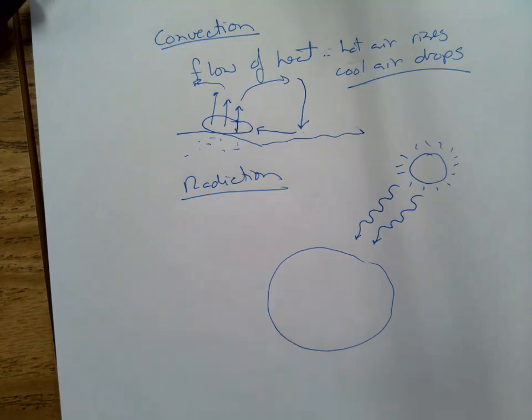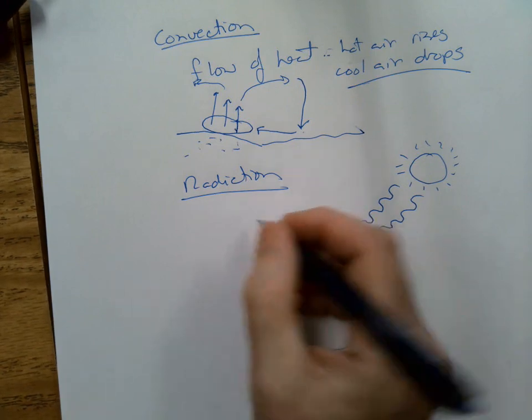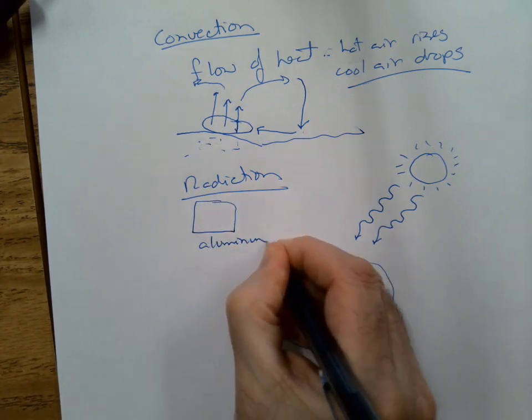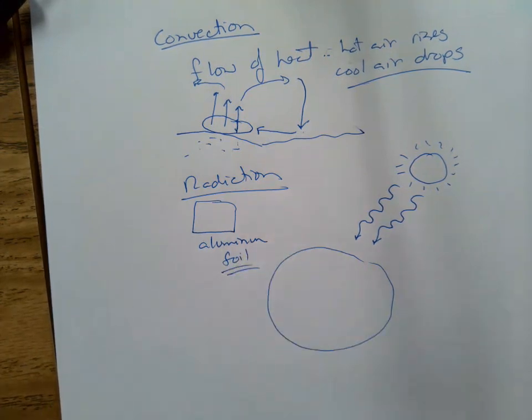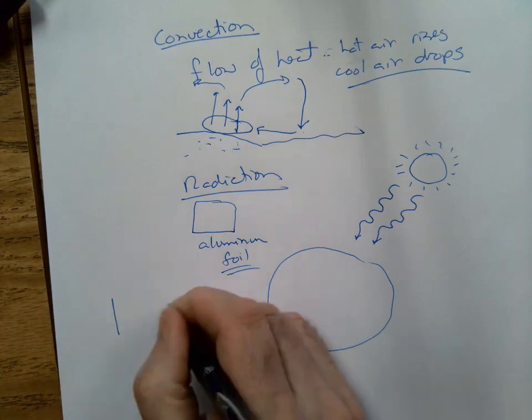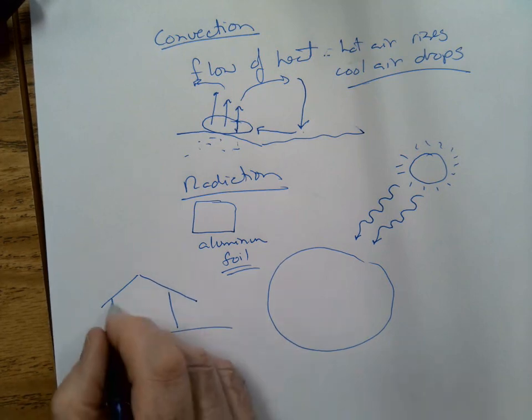What do we do to stop the loss of radiant energy? Well, shiny surfaces. So aluminum foil will reflect the radiant energy. So let's take a look at something that is designed so that it won't lose heat energy. If you look at any new buildings in your area, like houses, you'll notice ways that houses are made so that they don't lose energy.